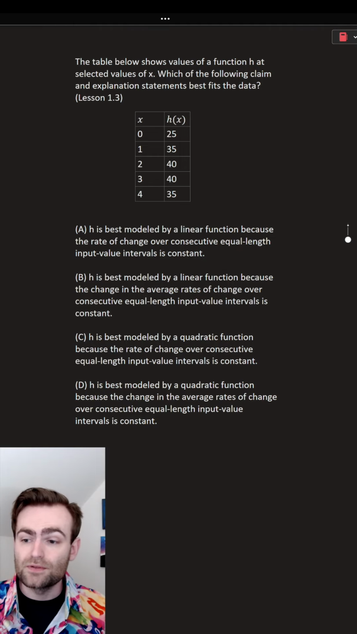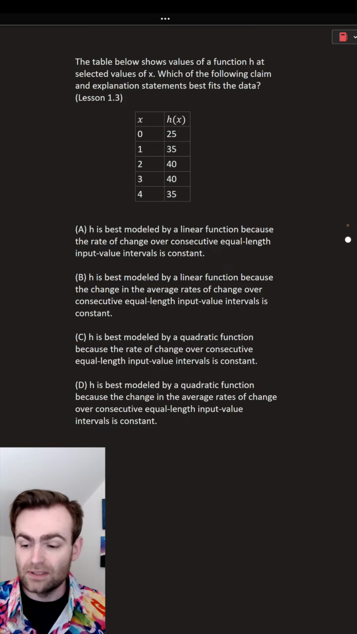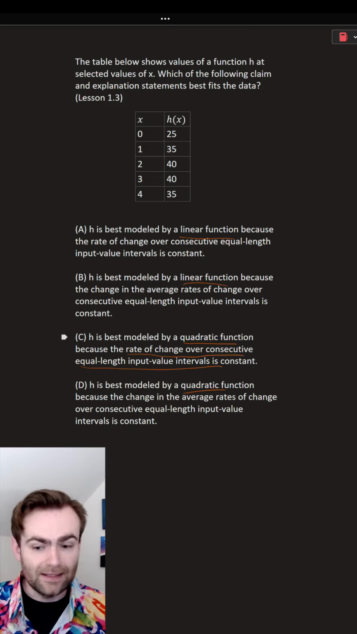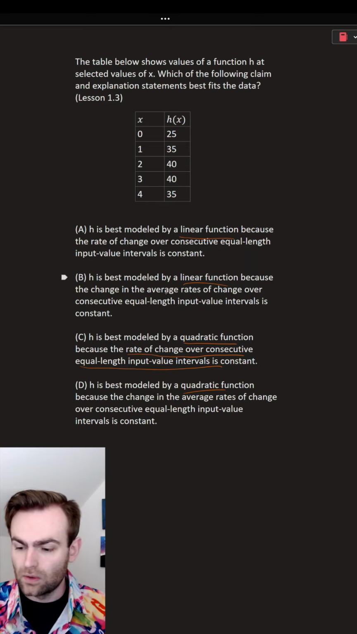The table below shows values of a function h at selected values of x. Which of the following claim and explanation statements best fits the data? So it's either a linear function or quadratic function, and it's because the rate of change is constant, or that the change in the average rate of change is constant.